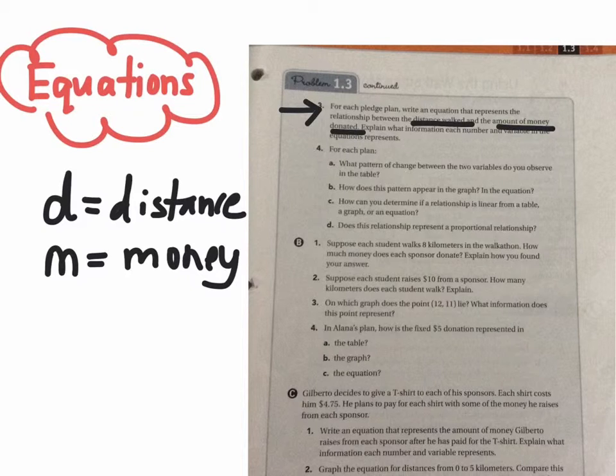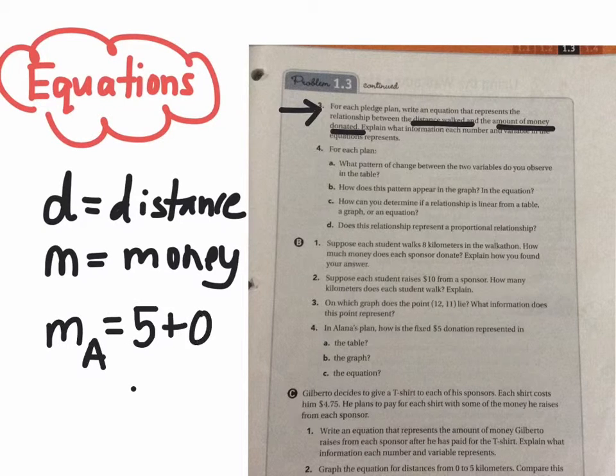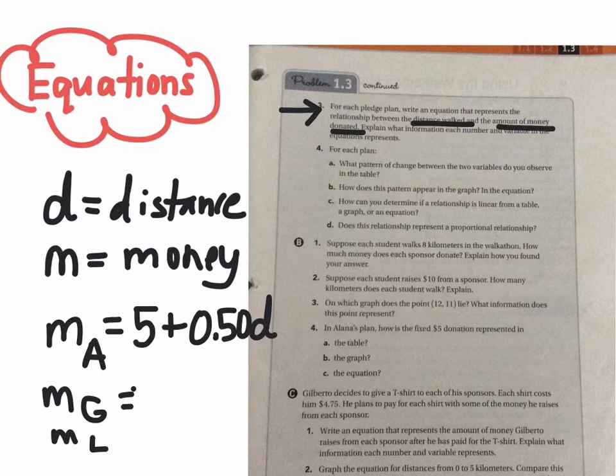We want you to look at what information these different numbers and variables in the equations represent. So for example, since our money earned from Alana, or M sub A, depends on $5 plus 50 cents earned for every kilometer, we might write an equation such as this. So we want you to write an equation for the money collected by Alana, an equation for the money collected by Gilberto, and an equation for the money collected by Leanne.